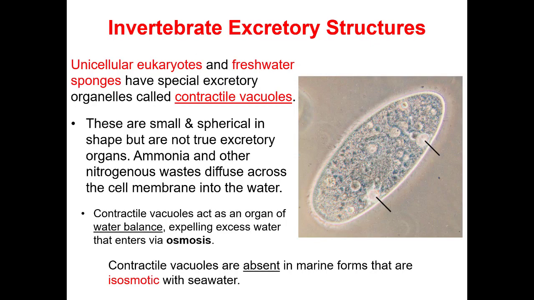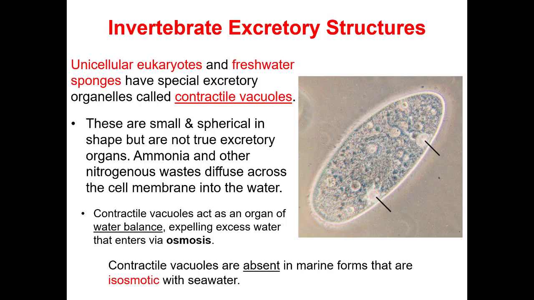In this example, the unicellular freshwater paramecium shown here displays a special excretory organelle called a contractile vacuole. The lines are pointing to these structures. These are small spherical structures that are not considered true excretory organs. Ammonia and other nitrogenous wastes can diffuse across the cell membrane directly into their watery environment.